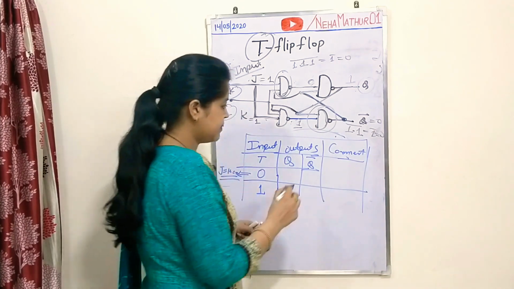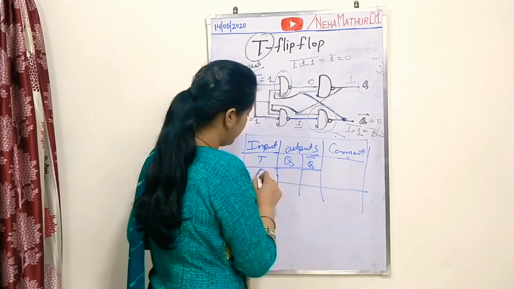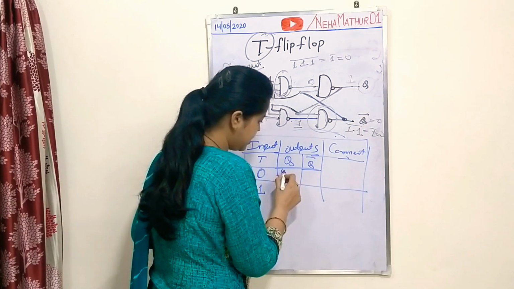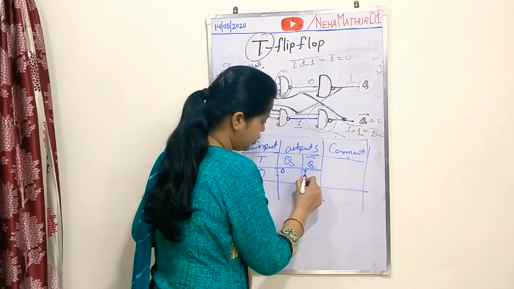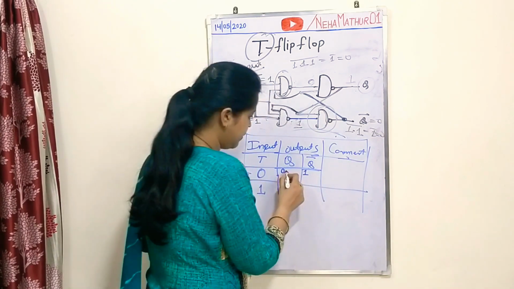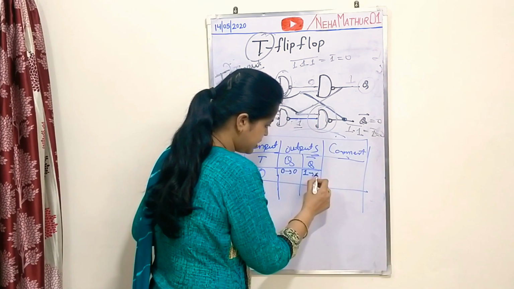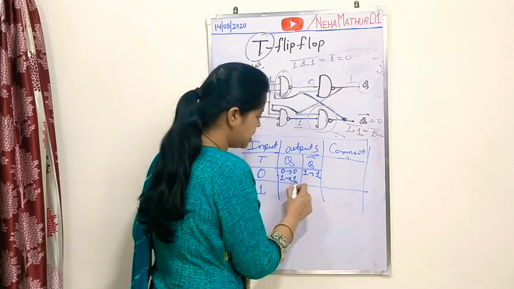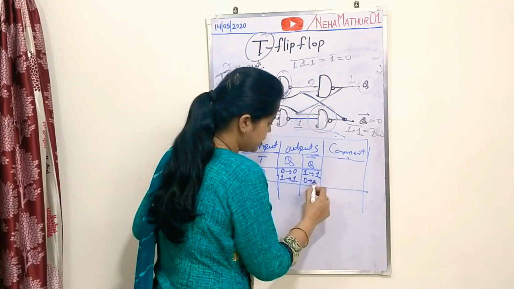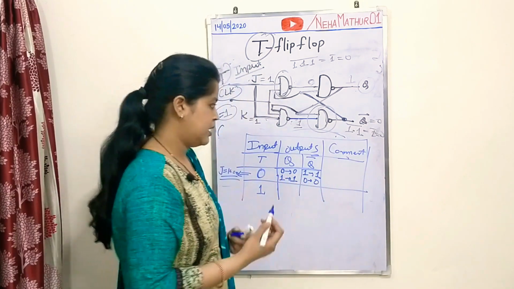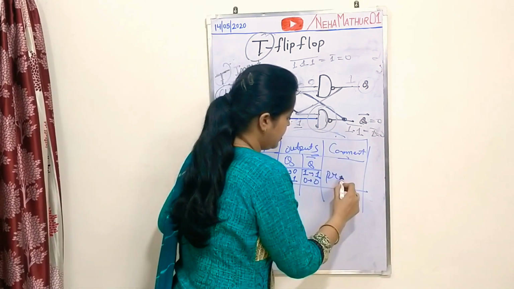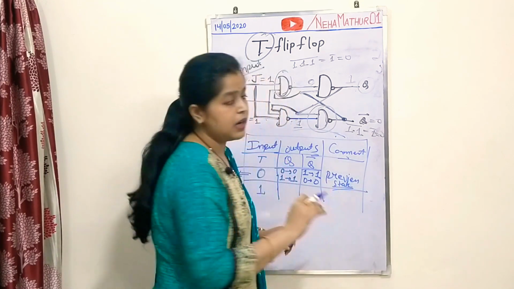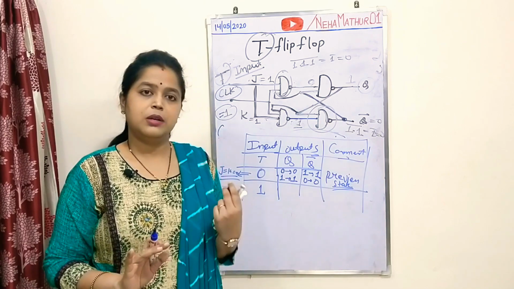For this input, the output depends on its previous value. If you are assuming Q as 0 and Q bar as 1, then it will remain in its own state, while if you are initially assuming Q as 1, it will remain in its state, and Q bar as 0, it will remain in its state. That means your output will be unchanged, depending on the previous value.